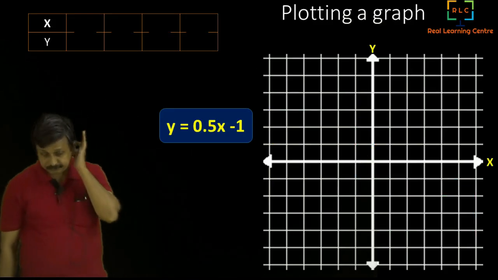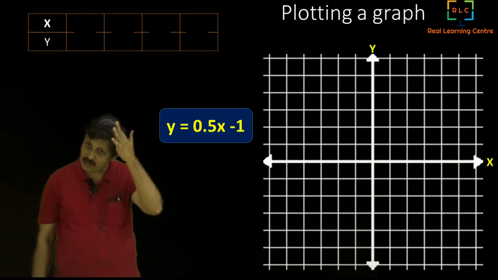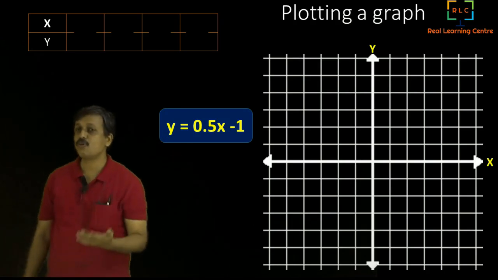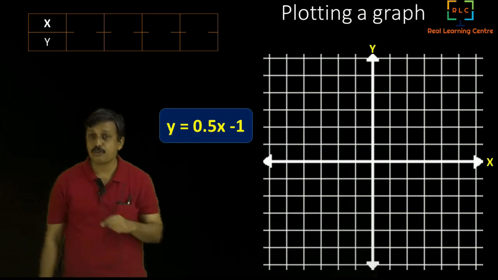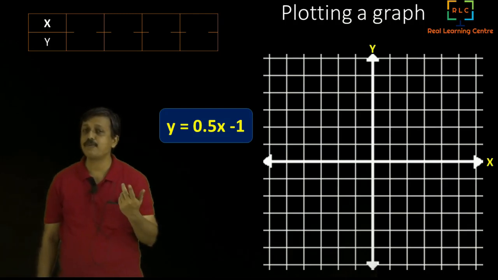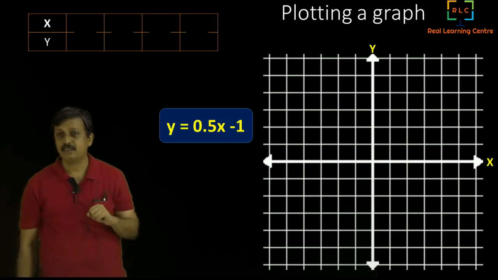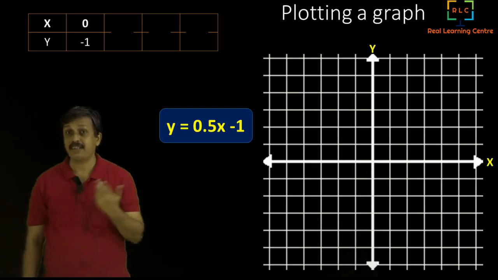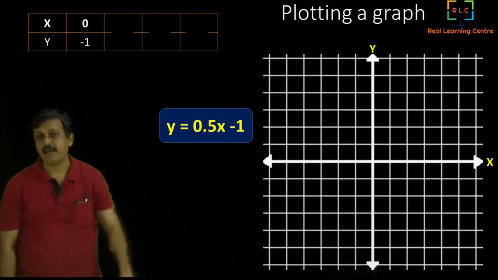Now we actually took a line and came to an equation. Now we are going to take an equation and go towards a line. How do I do that? I take an equation y is equal to 0.5x minus 1. I keep giving values for x and compute the value of y. If I give x is equal to 0, what do I get? I get 0 into 0.5 plus 1... so it is 1, minus 1, it is minus 1. So if I give x is equal to 0, you get y to be minus 1.